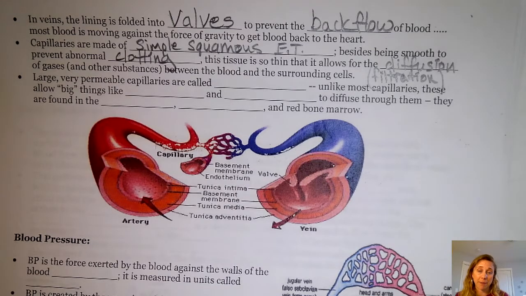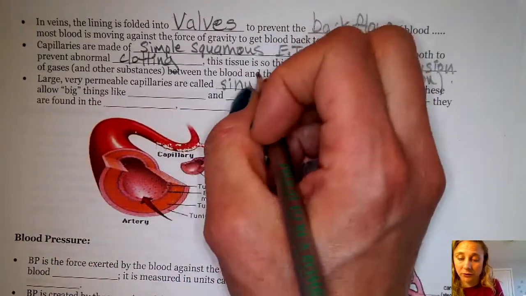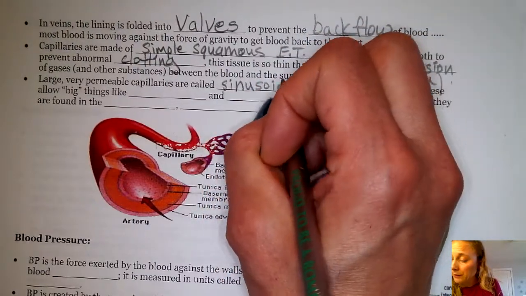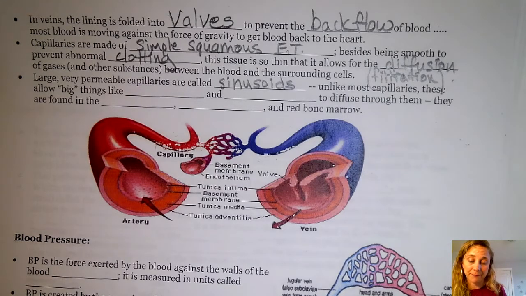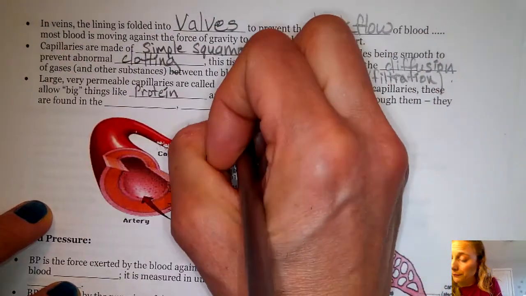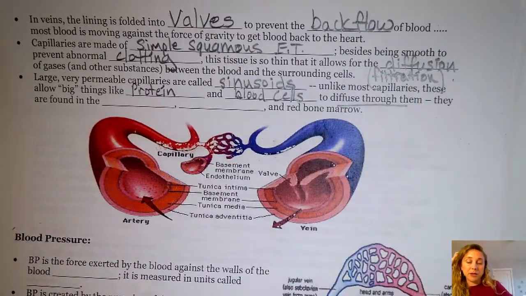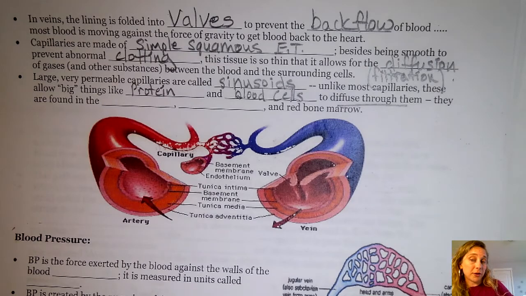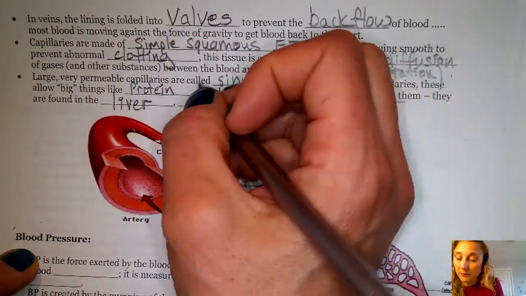Large, very permeable capillaries are called sinusoids. That's what we were talking about in the brain, when those vessels need to pick up that cerebrospinal fluid and bring it back into circulation. Unlike most capillaries, these can allow bigger things like proteins and blood cells to wander through. These are found more in your liver, your spleen, and red bone marrow.